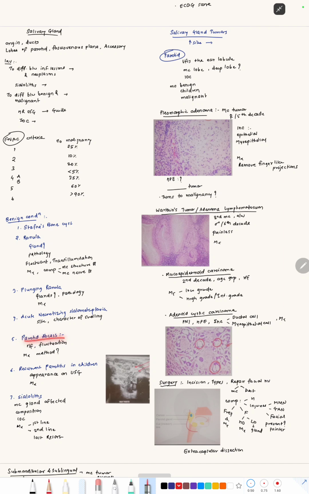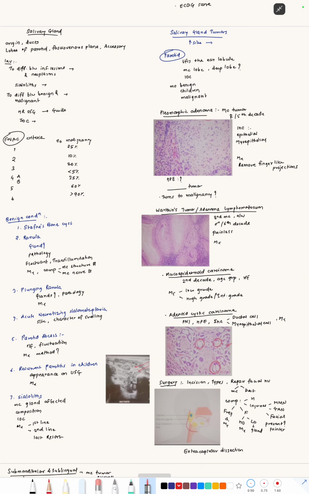Then parotid abscess is generally found in diabetic or immunocompromised patients. If fluctuation is seen, that means it's a late sign. The management is incision and drainage of this abscess, but at the same time we should take extra care by using Hilton's method. Hilton's method says that the incision should be made parallel to the important structure, and the important structure over here is the facial nerve.